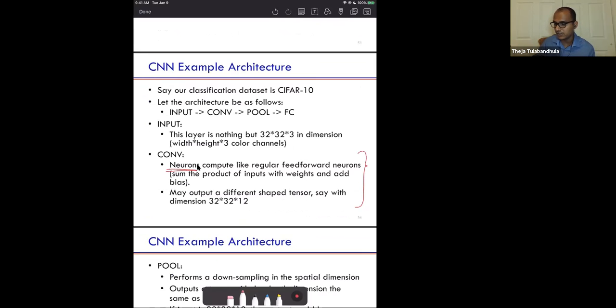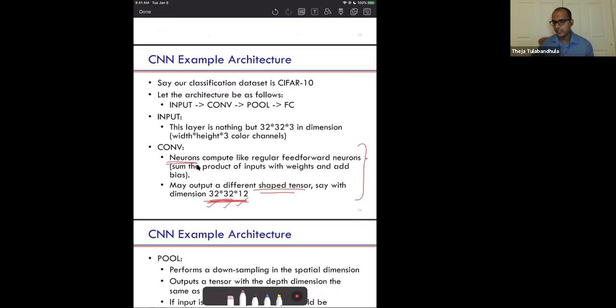So this layer has to produce a different tensor. Remember, I said intermediate outputs are boxes. So let's say, for example, it produced a box of size 32 cross 32 cross 12. Okay, just numbers I arbitrarily chose for now. So the conv layer produced a box.